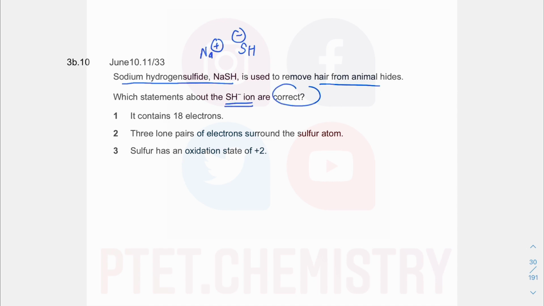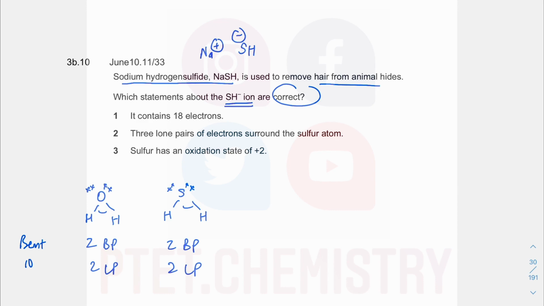Alright. What you know about OH2 is that it's got 2 bond pairs and 2 lone pairs. When you have H2S, hydrogen sulfide, sulfur is just below oxygen. It behaves the same way, okay? Like bond angle 104 degrees or 104.5 degrees.